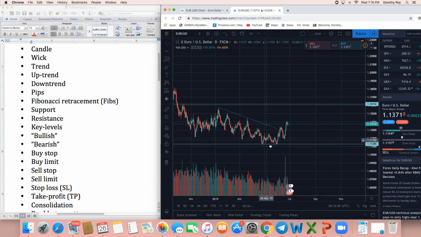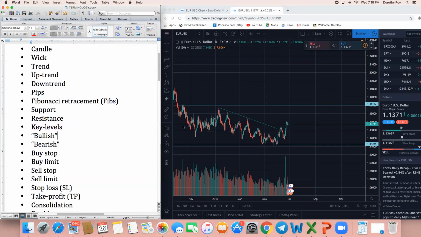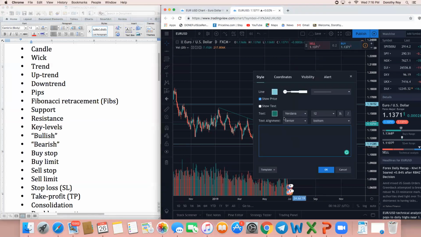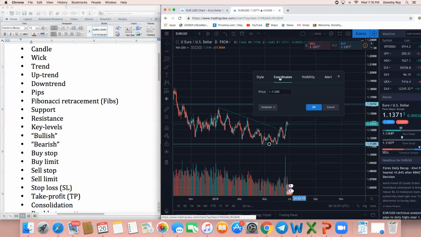But when I say key levels, which is the next vocabulary term, what I mean is that when we find that support and resistance, now what we're going to do with the 3 or 4 or 5 lines that we created around where price is at, we double tap and go to coordinates, and then we're going to round the number off to a whole number. So key levels are super, super important.